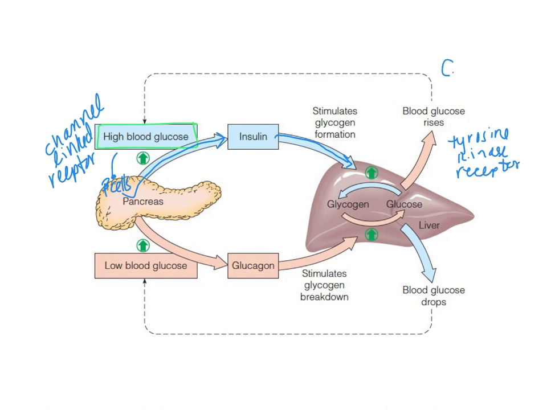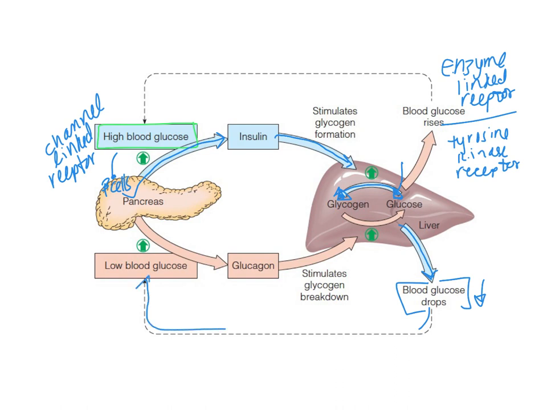Which is an example of an enzyme linked receptor. And that triggered a whole cascade of phosphorylation events. And those phosphorylation events caused the glucose to come into the cell and glycogen synthesis to be initiated, which in turn causes the blood glucose concentration to drop, which is fine until it gets too low.